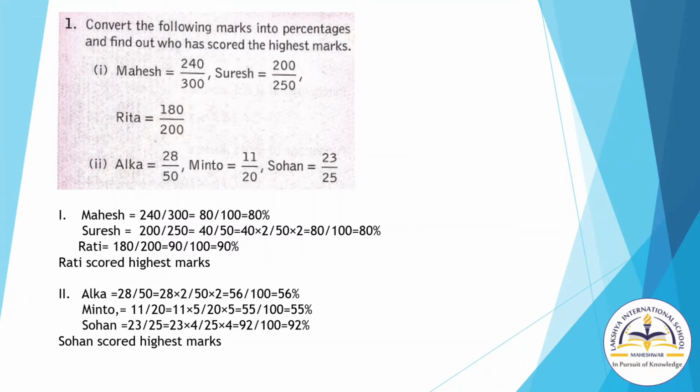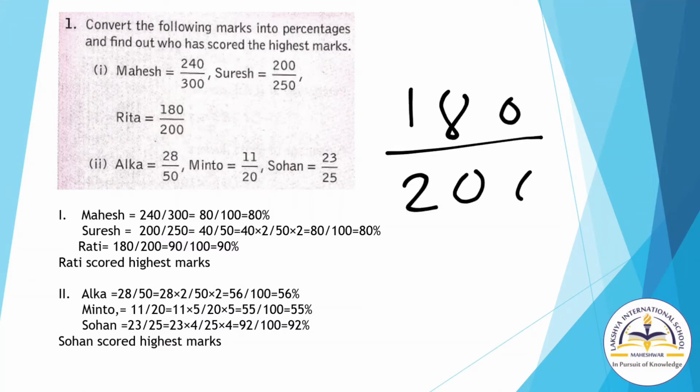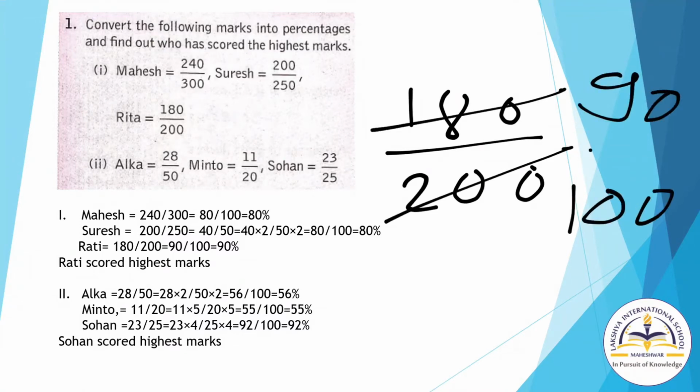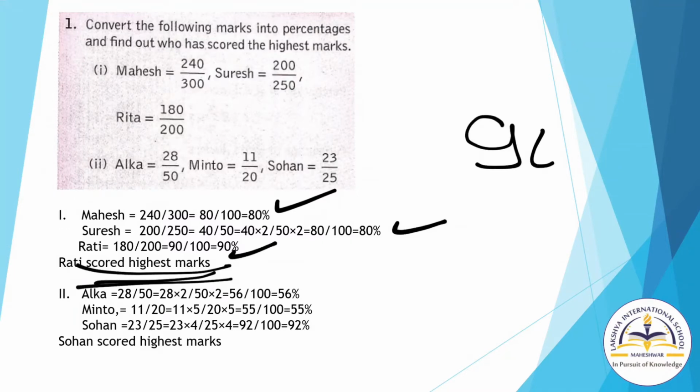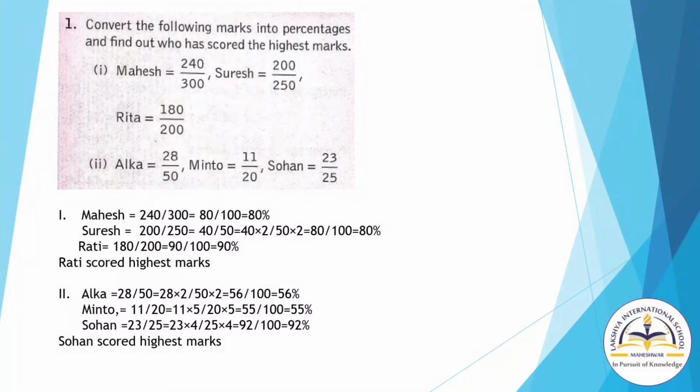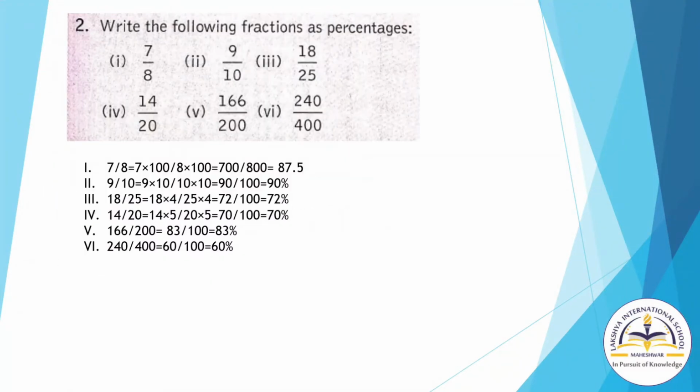Now we will check for Rita. 180 divided by 200. Now we will cut them with the table of 2. We got 100 and here we got 90. Now 90 by 100 means 90%. Now you can see Mahesh scored 80, Suresh scored 80 and Rita scored 90. So Rita scored the highest marks, we got 90%. Now in the same manner you have to solve for the second example.